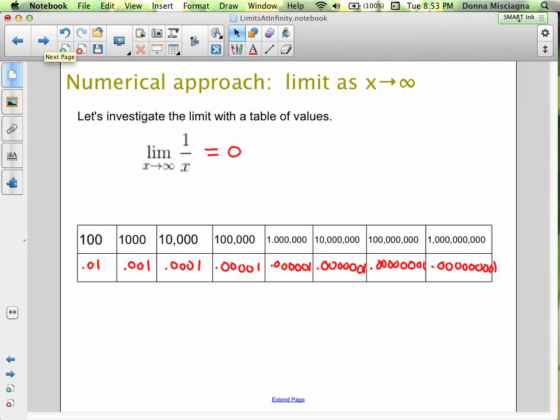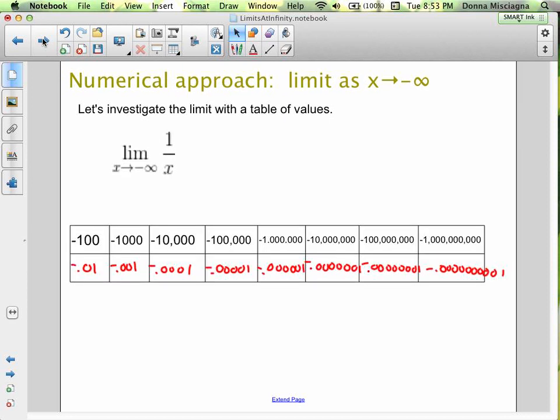How about as x approaches negative infinity? Now all the values are negative, but again they're getting closer and closer and closer to 0. They're not getting smaller and smaller, but they're just getting closer to 0. So it's already on the negative side. So technically, 0.01 is a smaller number than negative 0.00 whatever there, because it's a negative, but we're getting closer and closer to that x-axis, closer and closer to 0.